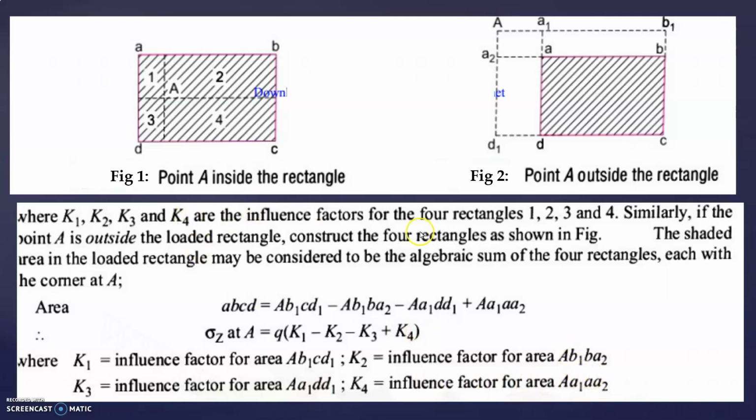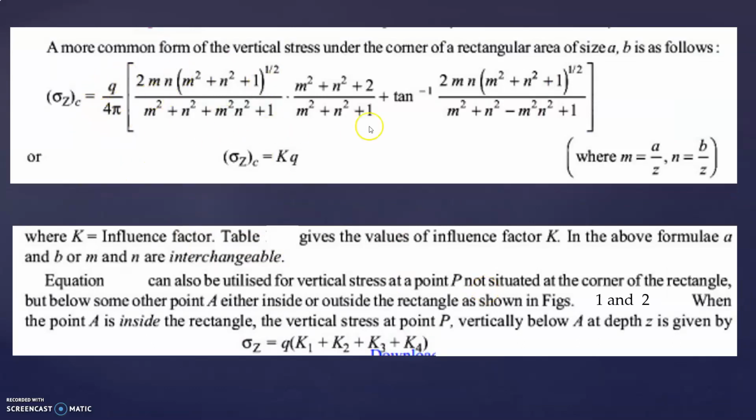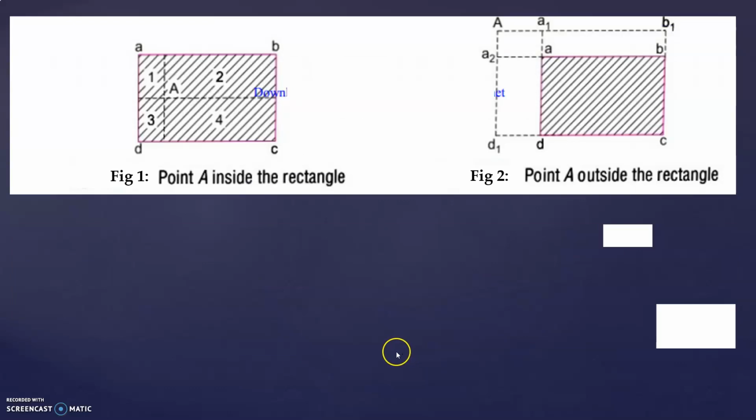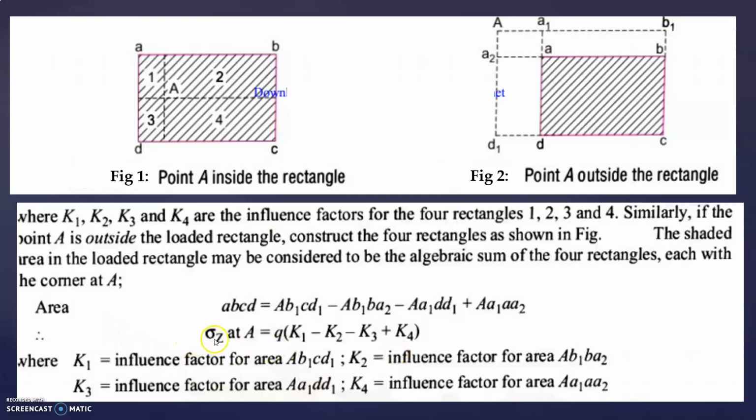Okay, so these are the two cases. So you have to remember three formulas here. This is at the corner. If point A is inside the rectangle, then you have to use this formula to find the vertical stress, that is sigma z is equal to Q into K1 plus K2 plus K3 plus K4. If the point is outside the rectangle, then you have to use this formula to find the vertical stress, that is Q into K1 minus K2 minus K3 plus K4.